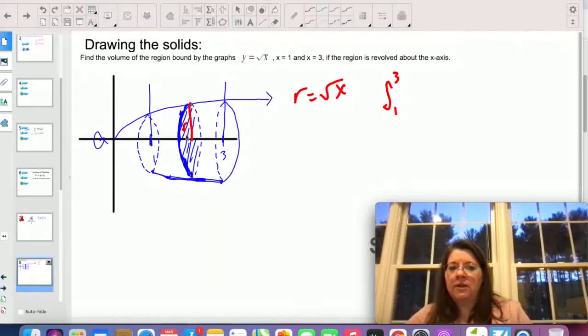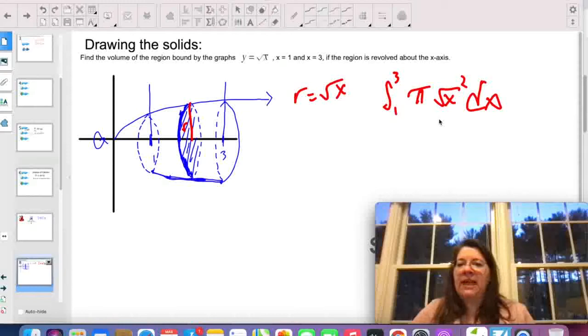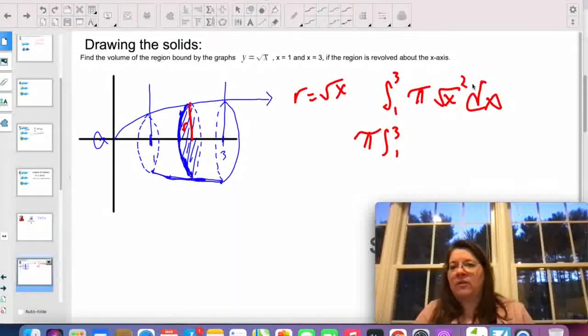So this little cylinder would be pi r squared, so pi times the radius squared. Remember, the radius we said was square root of x, but we have to square the radius. And then that's times the thickness dx. So here's our setup. If we simplify that, before we integrate, we can always take the pi out. Remember, pi is a constant, so it can come out to the front. The square root of x squared is just x.